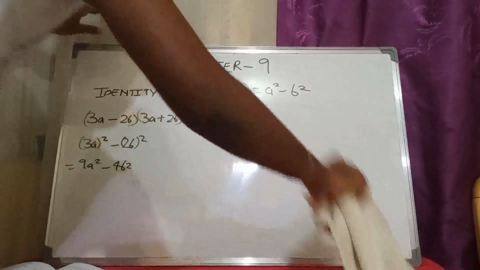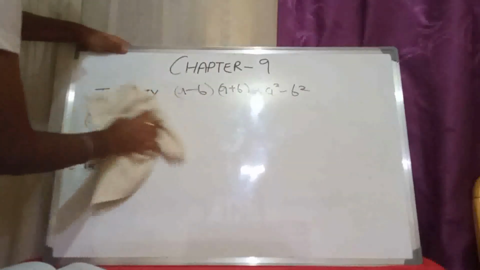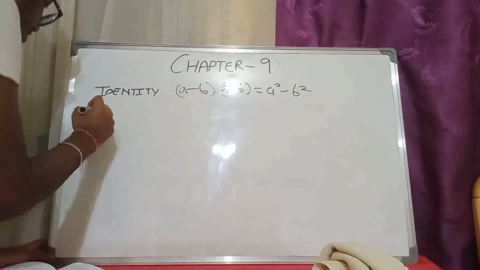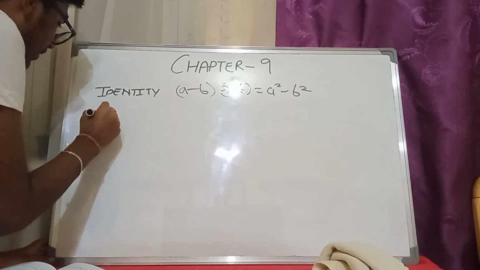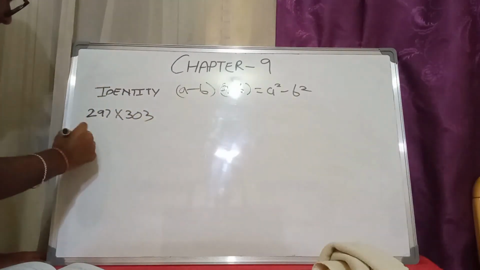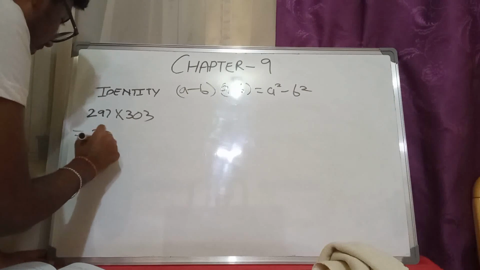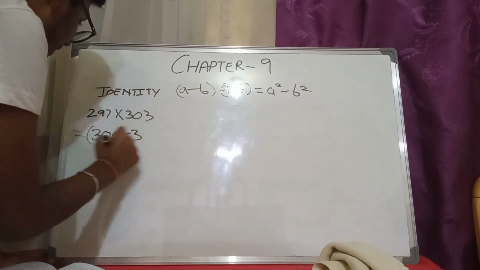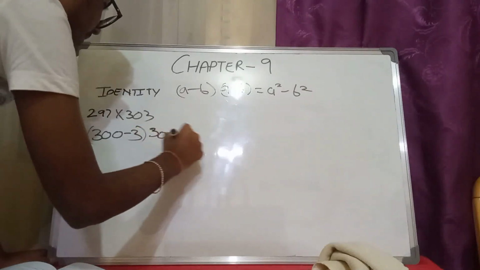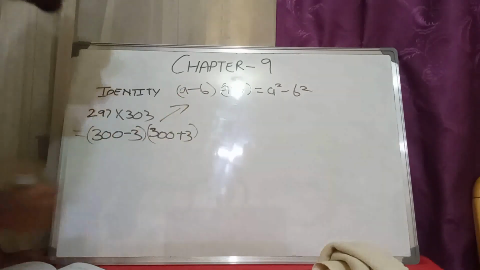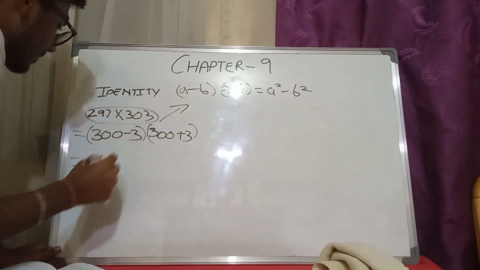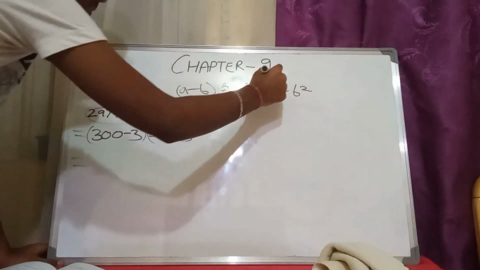Now we'll take a very wide multiplication, these are very important. For example, now we take the question 297 into 303. This is given in exercises. So how can we demonstrate 297? 297 can be written as 300 minus 3, and 303 can be written as 300 plus 3. So this is in this form, (a minus b) into (a plus b). So for finding the answer of this question, we will use this method.